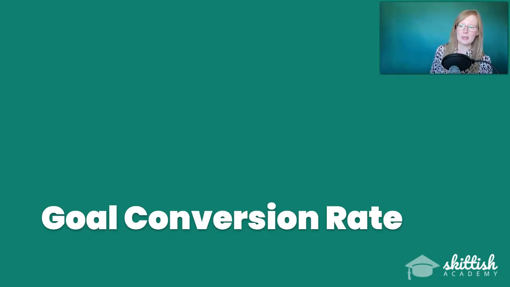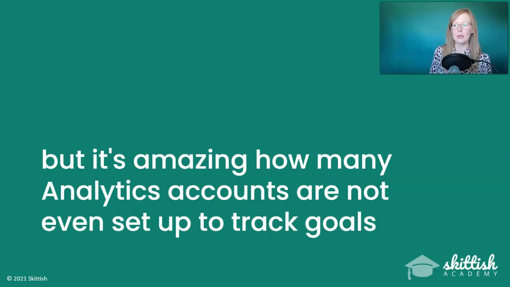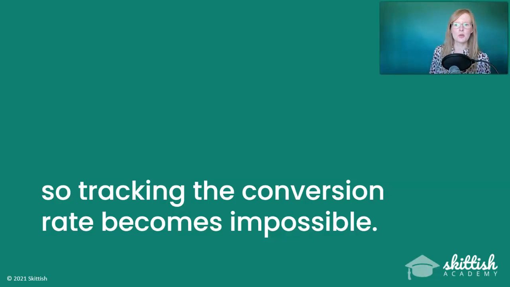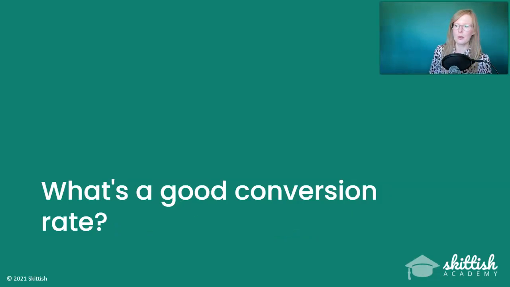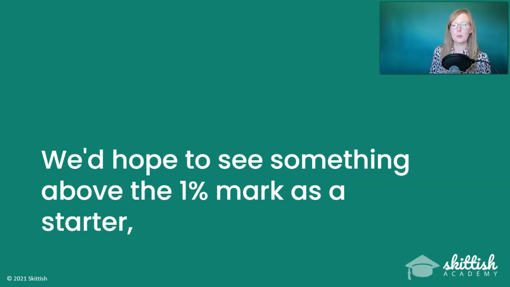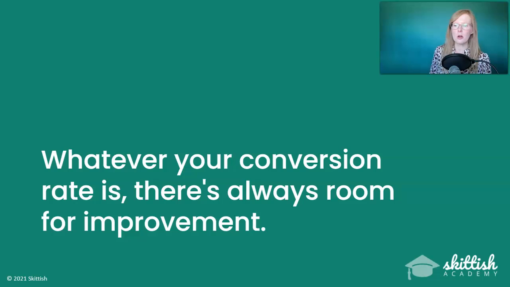The goal conversion rate. Bit of an obvious one to track since we're talking about improving conversion rates, but it's amazing how many analytics accounts are not even set up to track goals. Or worse still, tracking Google's ironically named SMART goals. So tracking the conversion rate becomes impossible. So what's a good conversion rate? Well, it depends. We'd hope to see something above the 1% mark as a starter, but it will vary depending on what you're selling, your website content, where your traffic comes from, etc. Whatever your conversion rate is, there's always room for improvement.